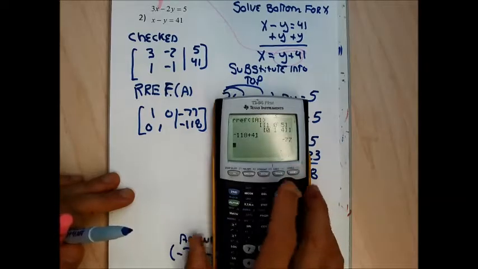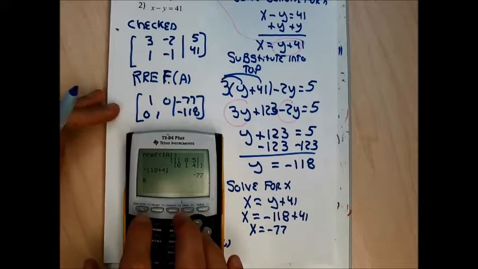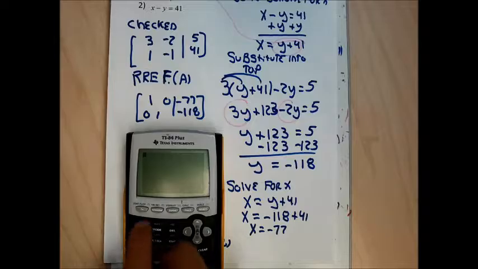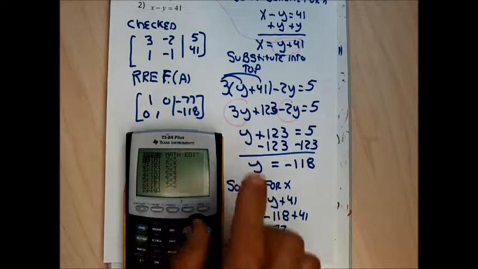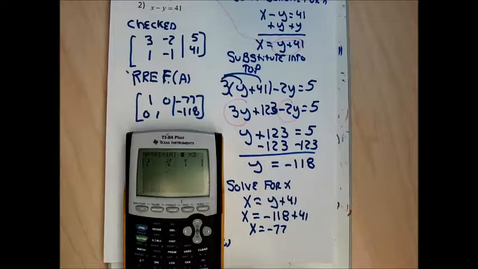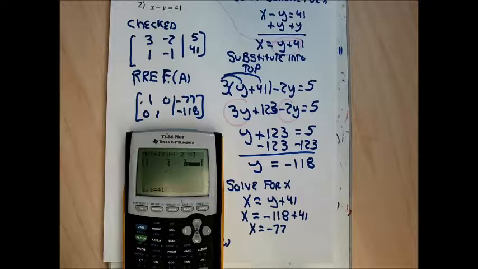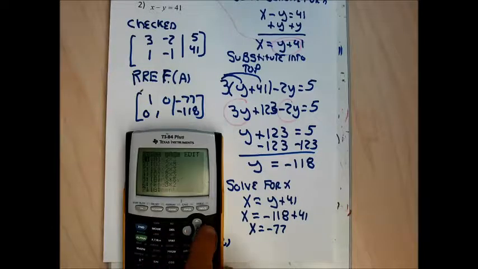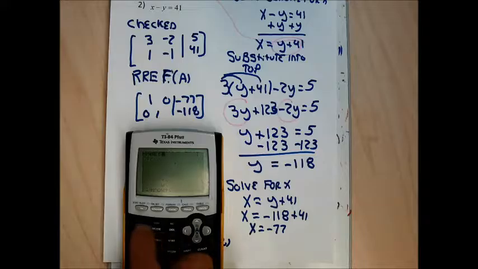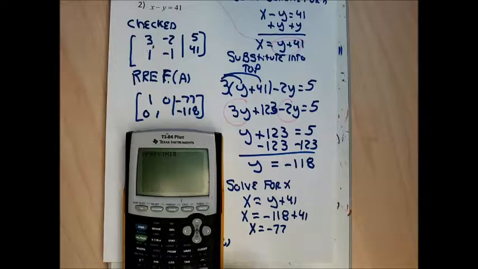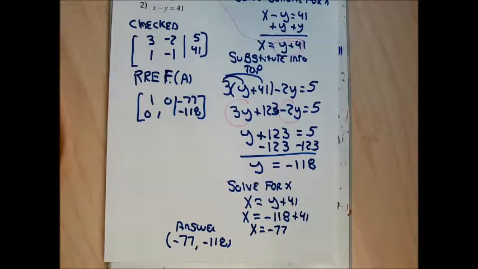So best I can, let's enter this matrix. Clear out this screen, second and quit. Second matrix, edit, 2, enter, 3, enter, 3, negative 2, 5, 1, negative 1, 41. Looks correct. Second quit, second matrix math, RREF, second matrix names. And I see those numbers, so I'm perfectly content with that answer, even though it was a surprising answer for me.